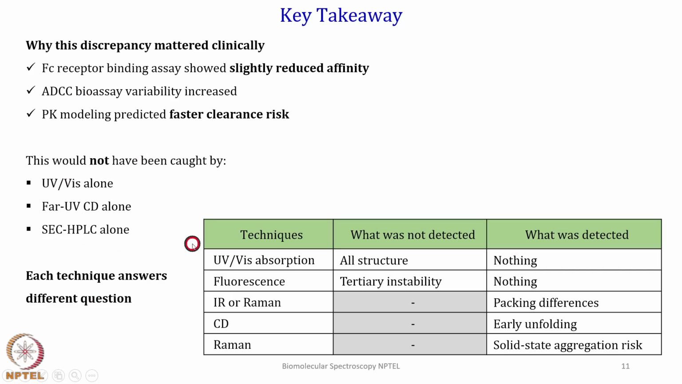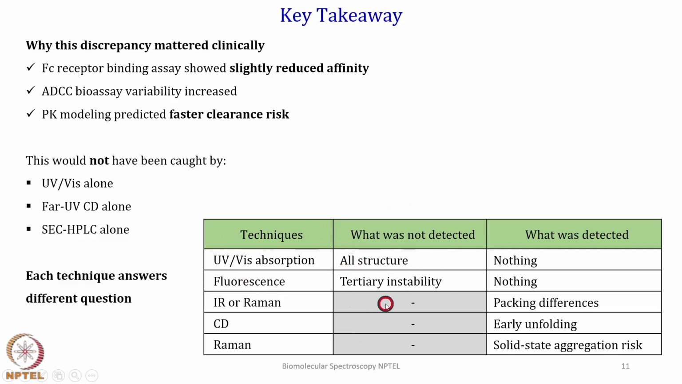So, it is not enough that UV visible, far UV, or SEC or anything can catch. Each technique answers a different question, and therefore you have to combine all of these techniques, right. Just what we have studied in this course, UV visible can be done just to measure the concentration, but it does not detect the structure, right.